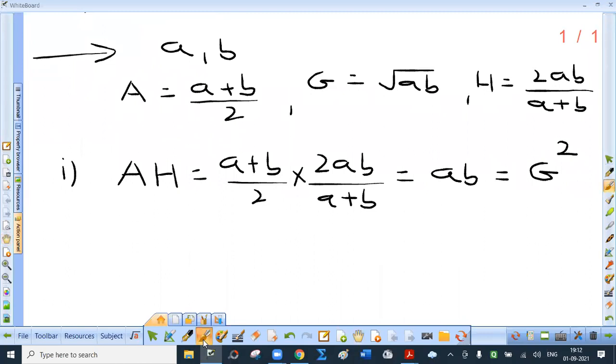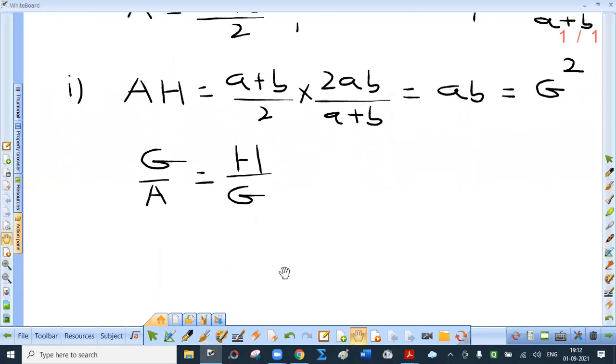G square equals AH. Can I write this as G upon A equals H upon G? Yes, I can. And therefore, I can say that the geometric mean is the geometric mean between the remaining two means, because G square comes out to be AH. Okay? So this is the first part.